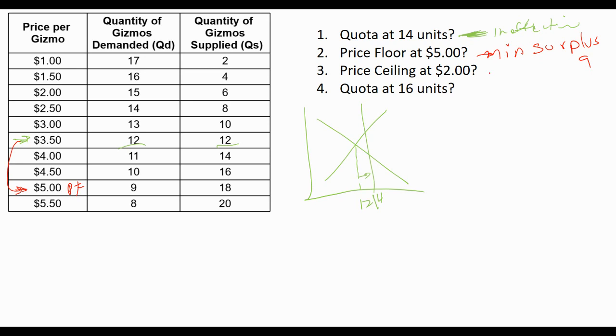What if they put a price ceiling? Let's change the color again. Let's say they put a price ceiling at $3, or I'm sorry, at $2. So they put a price ceiling here.